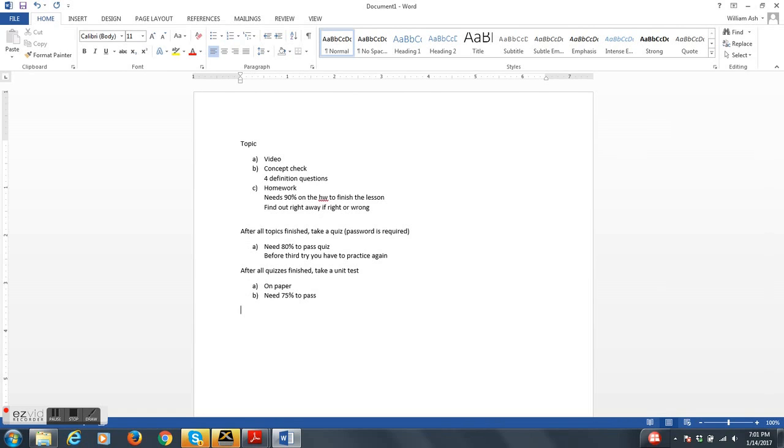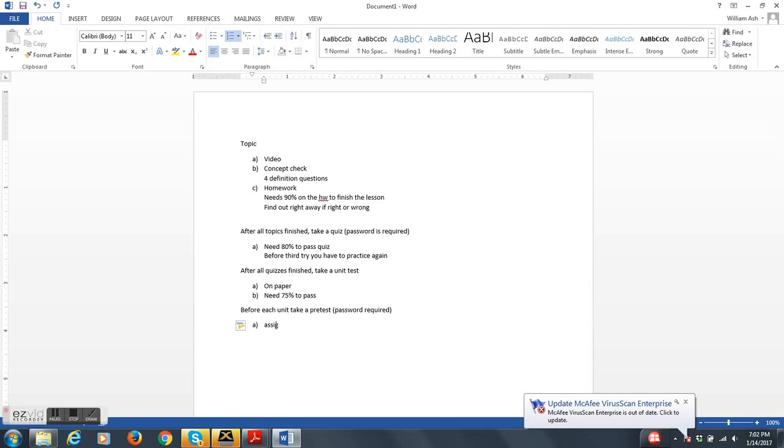Now, you notice up here it says pre-test. Before each unit starts, you take a pre-test to determine what you know already, and this is password required and protected. Passwords, we know them, you know them, so we put in a lot of passwords for our pre-tests and for quizzes.